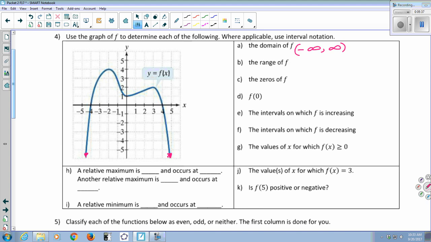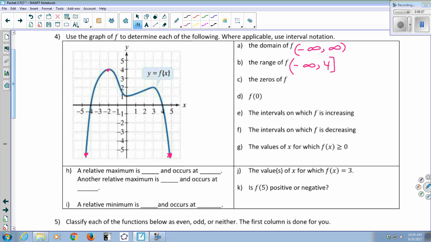And then the range, the lowest y value is going to be negative infinity because those arrows go down forever. But the highest y value is 4. So we're going to go negative infinity up to 4. So I'm just giving the y value of that highest point here. And that point is included on the graph. It's not an open circle, so I include it with a square bracket.